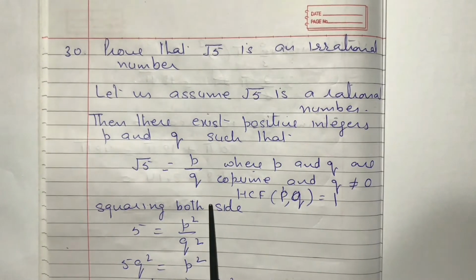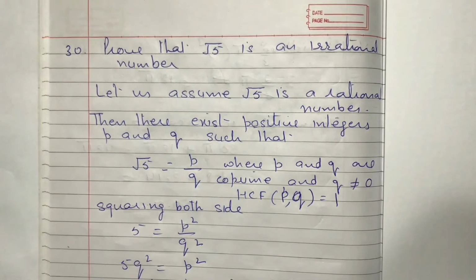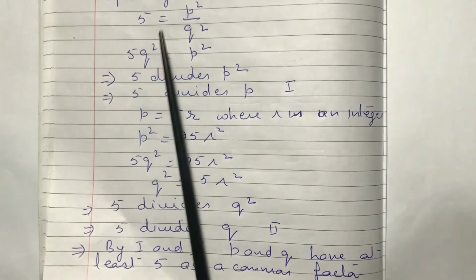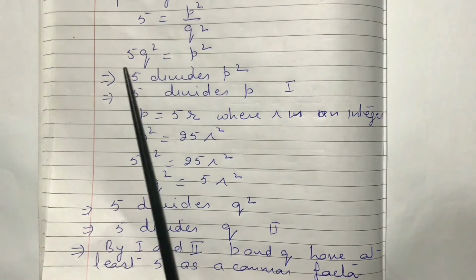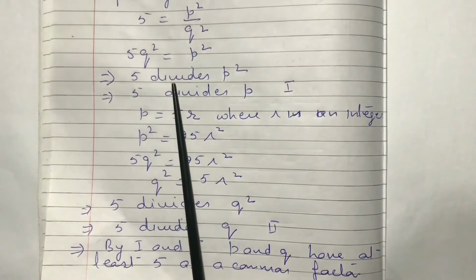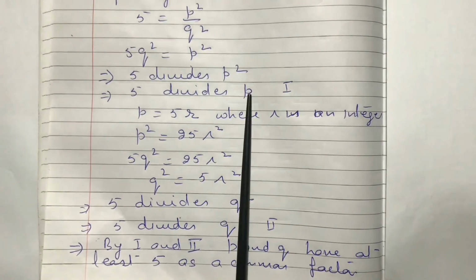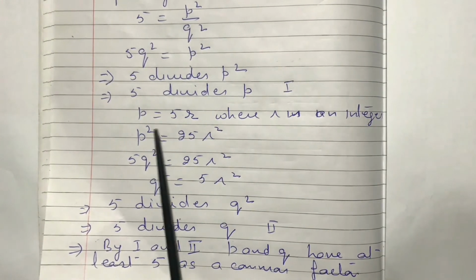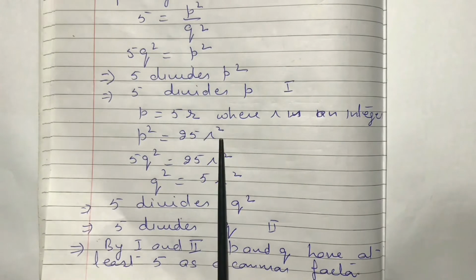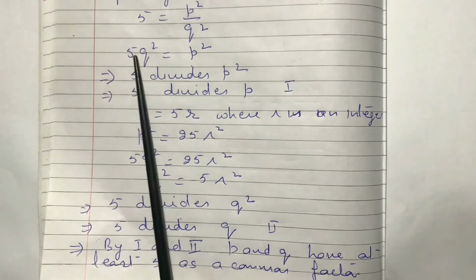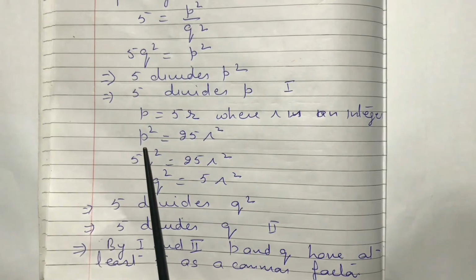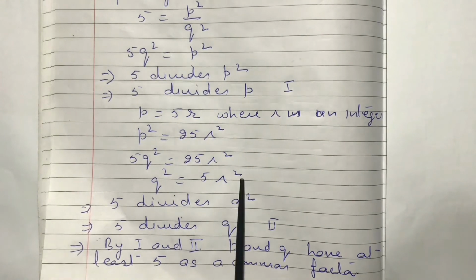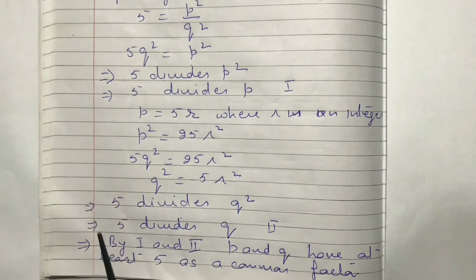Now squaring both sides, we will have 5 is equal to p square by q square. Now cross multiply it. You will have 5q square is equal to p square. It means 5 divides p square. It means 5 divides p. Now if 5 divides p, it means p is equal to 5r, where r is an integer. Squaring both sides, we will have p square is equal to 25r square. So instead of p square, write 5q square. This is equal to 25r square. It means q square is equal to 5r square. It means 5 divides q square. It means 5 divides q.